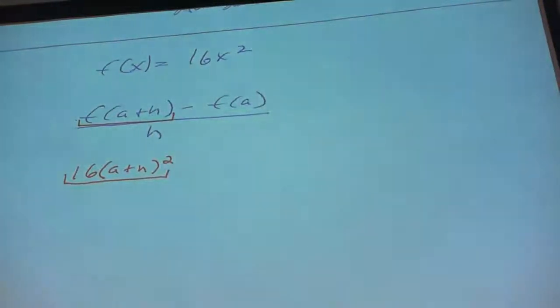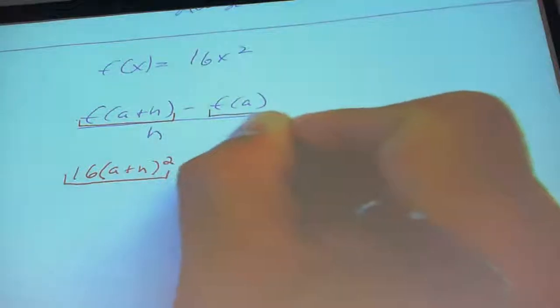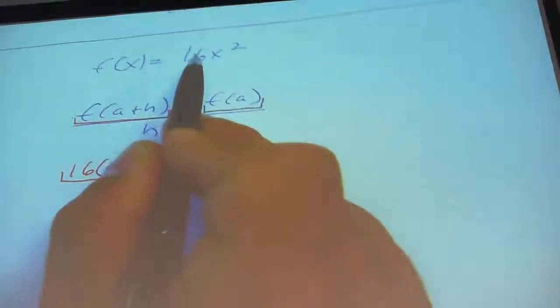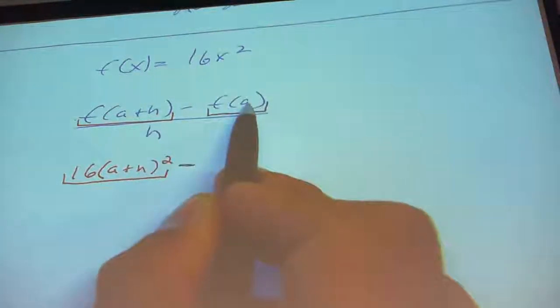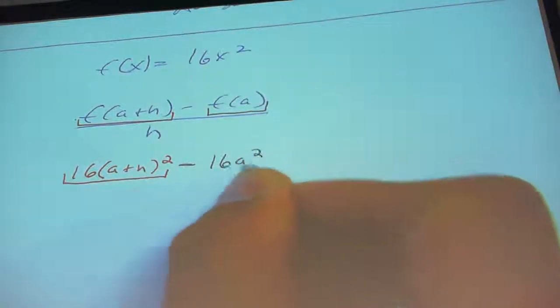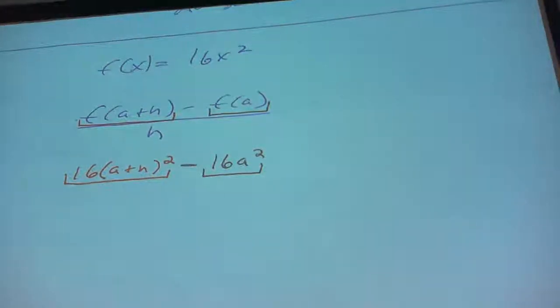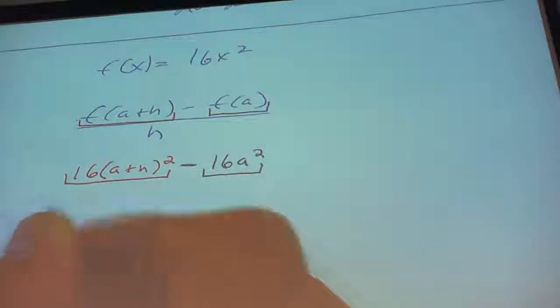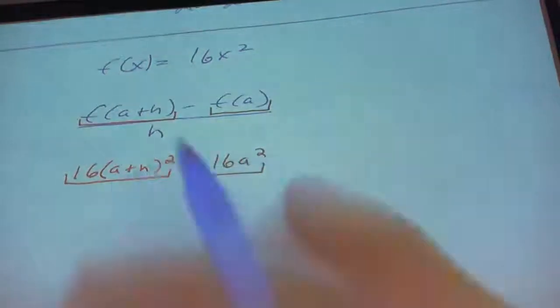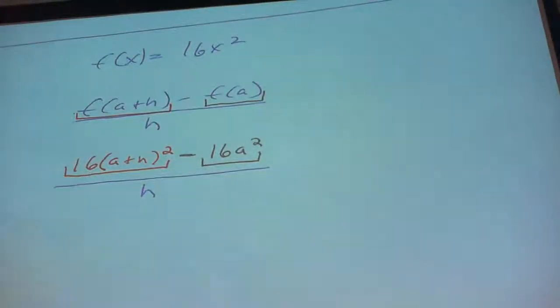Minus, let's do this part. Go to the function, but instead of x, what am I going to plug in? a. So this is going to be 16a squared. That's that part, all over h. This is my original function.